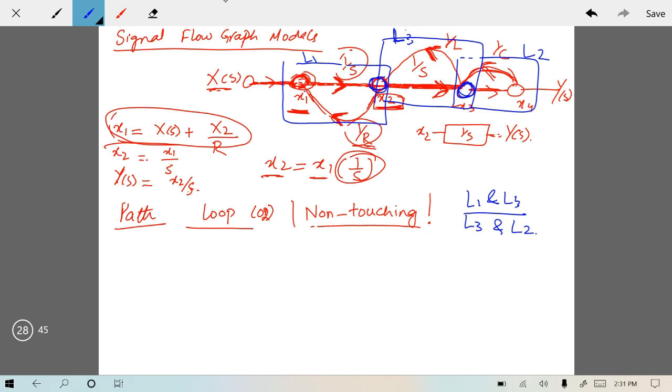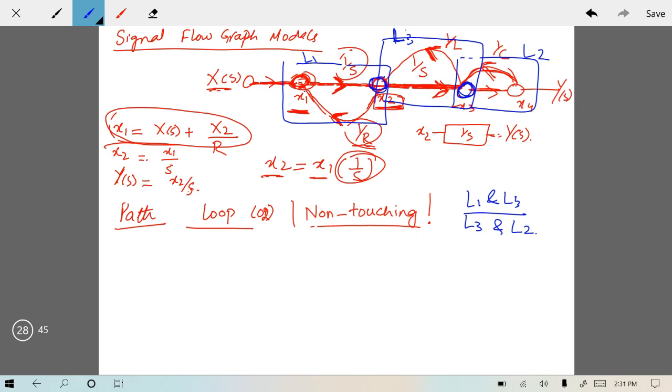L3 and L2 are also touching loops because they are sharing this node L3. However, L1 and L2 are non-touching loops because they are not sharing any node. L1 is between x1 and x2 and L2 is between x3 and x4. They are totally independent of each other. So these are non-touching loops.